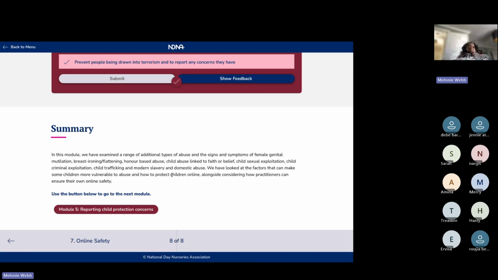In this module, we've examined a range of additional types of abuse and the signs and symptoms of FGM, breast ironing, honour-based abuse, child abuse linked to faith or belief, child sexual exploitation, child criminal exploitation, child trafficking, and modern slavery and domestic abuse. We have looked at the factors that can make some children more vulnerable to abuse and how to protect children online, alongside considering how practitioners can ensure their own safety.